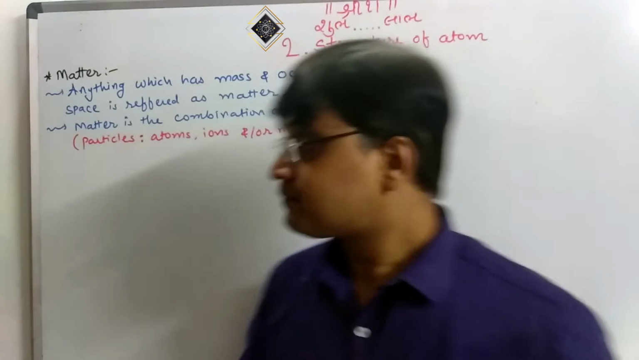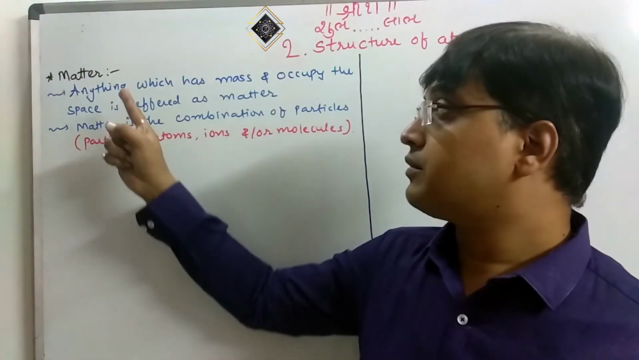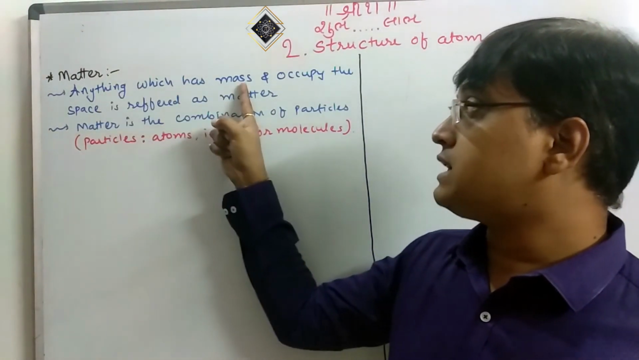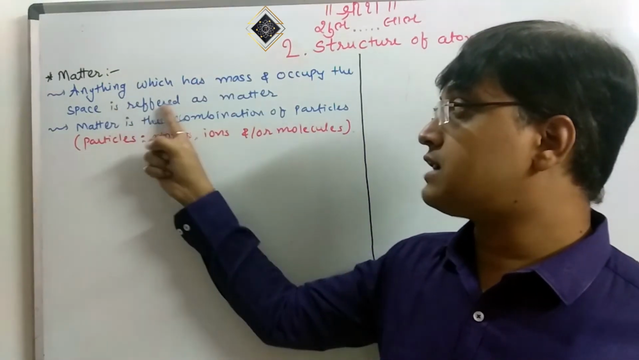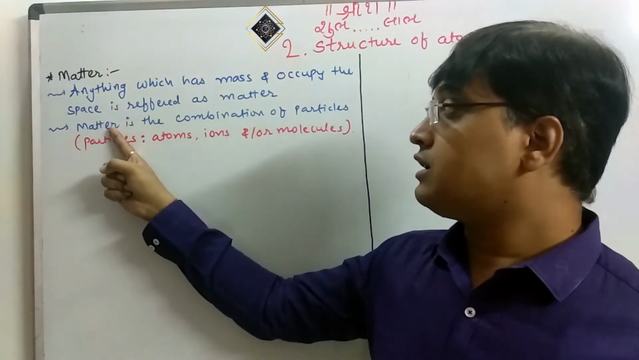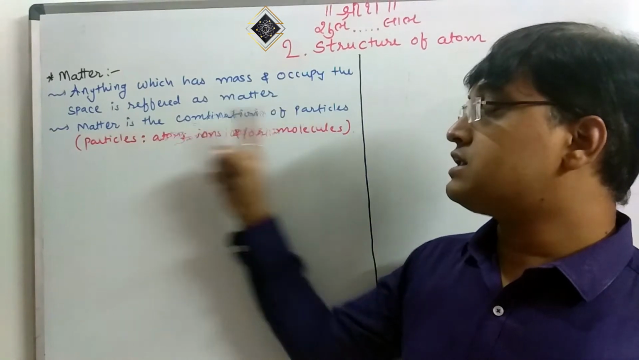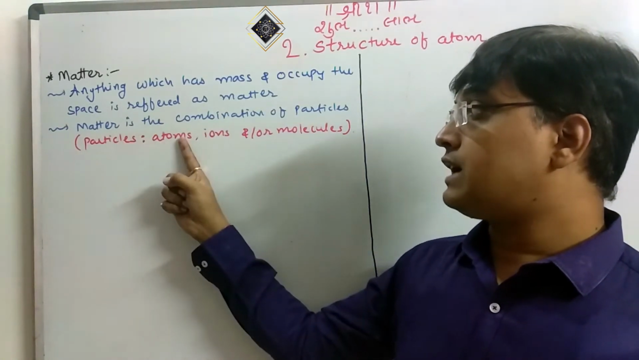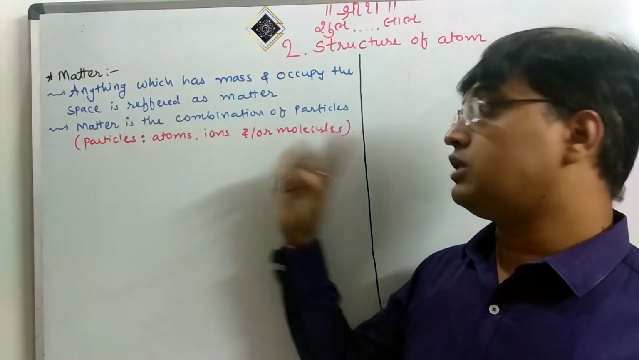Once again, just give attention to the board. Matter, anything which has a mass and occupies space, is referred to as matter. Matter is the combination of particles. Particles means they may be atoms, ions, or molecules.